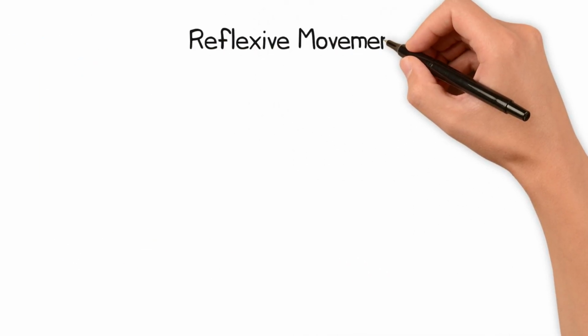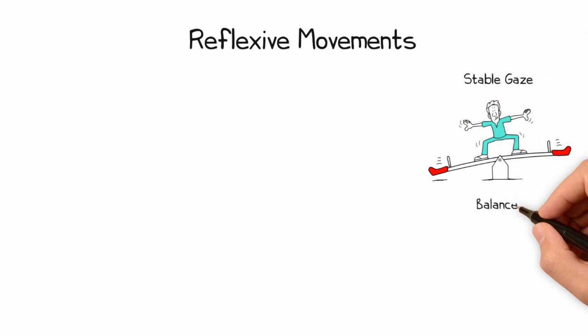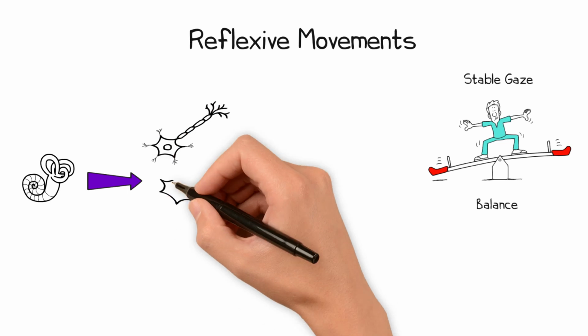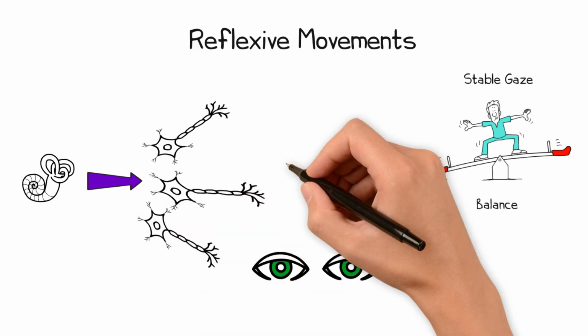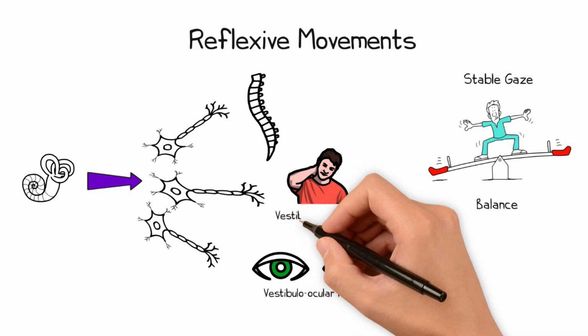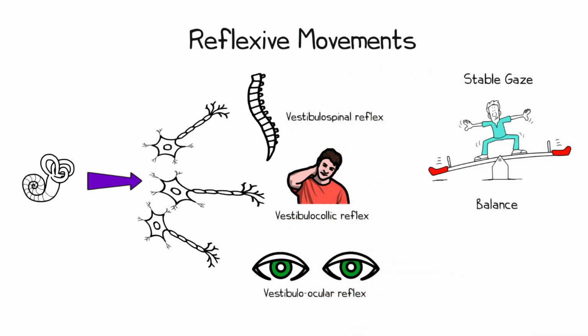In order to maintain a stable gaze and to keep the body balanced during movement, the brain uses inputs from the vestibular apparatus to drive reflexive movements of the eyes, neck and spine. These reflexes include the vestibulo-ocular reflex, the vestibulo-colic reflex and the vestibulo-spinal reflex. In order to understand why nystagmus occurs, we must understand the vestibulo-ocular reflex.